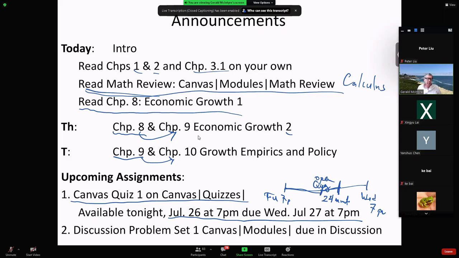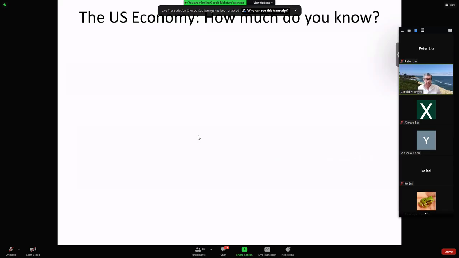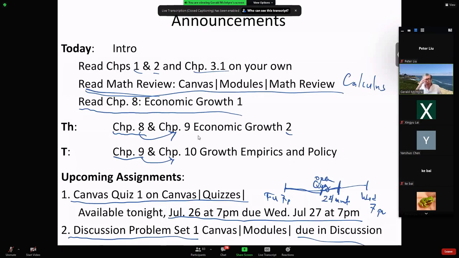Next, the other upcoming assignment is discussion problem set one. It's on Canvas under modules, and that's due in discussion sections. It is not graded. It is not turned in. But it's important for you to struggle on that discussion problem set. We'll just call it a problem set from now on, so that you are ready to do quiz questions. Does that make sense to you?